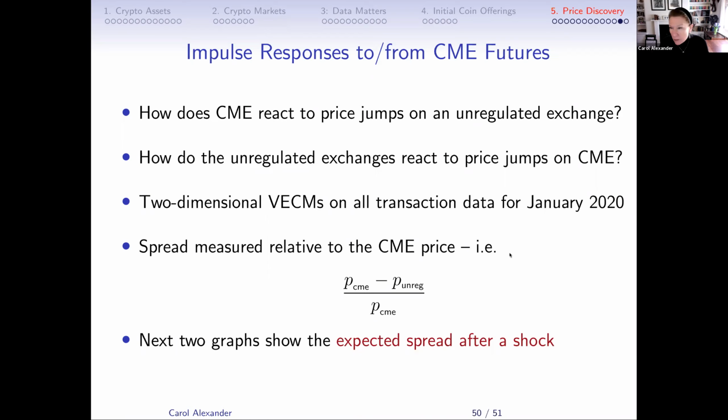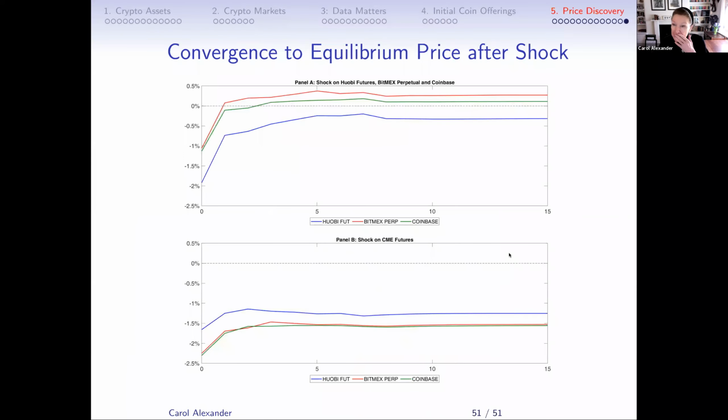And we did quite a lot of mathematics, which is in the appendix here, to compute something called the expected spread after the shock. Again, it's in the paper. I'll show you where to get it in a minute. So getting to the long-term equilibrium price after a shock on Huobi futures, okay? And this shows what happens with BitMEX Perpetual and Coinbase. So the Huobi futures price, this is a shock on Huobi futures, BitMEX Perpetual and Coinbase.